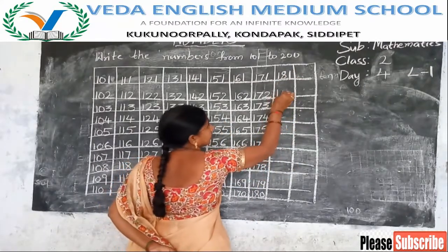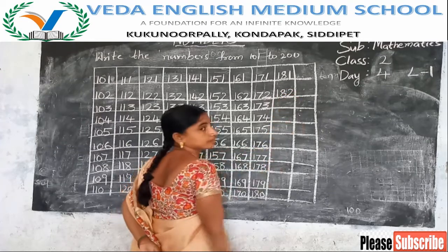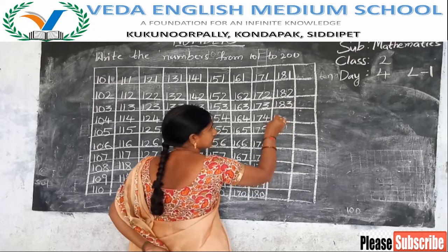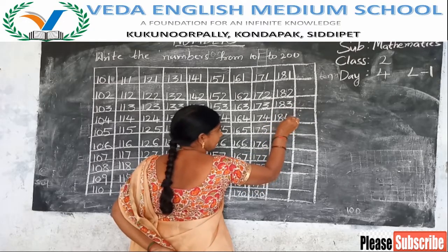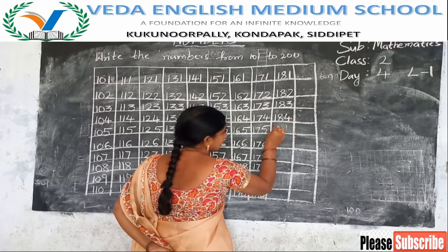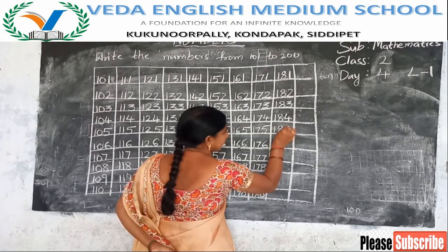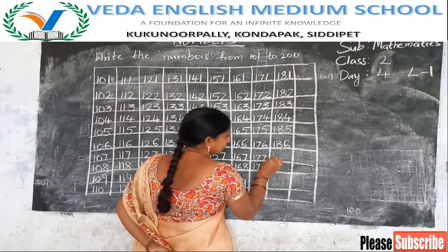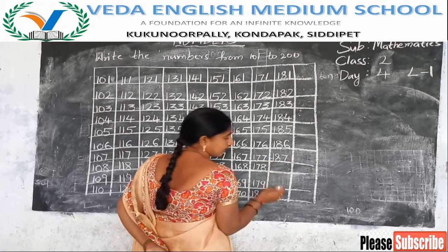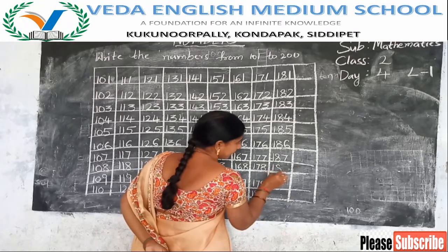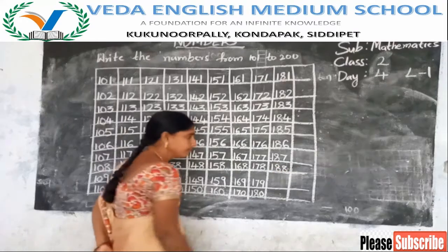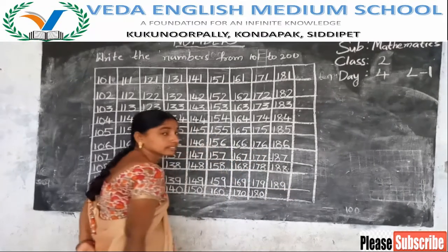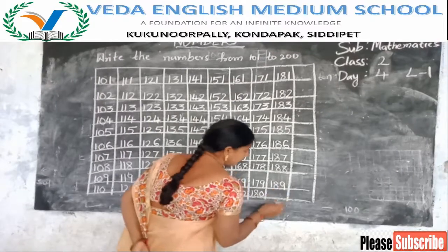The next number is 181, 182, 183, 184. The next number is 185, 186, 187, 188. Okay. After that, 189.